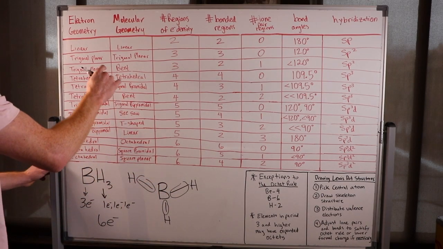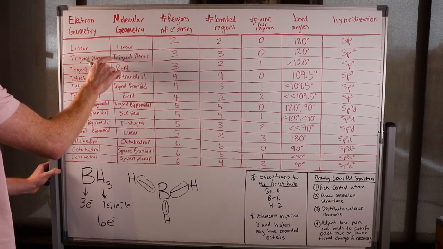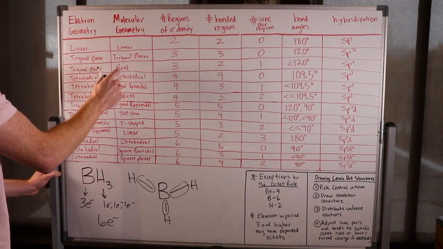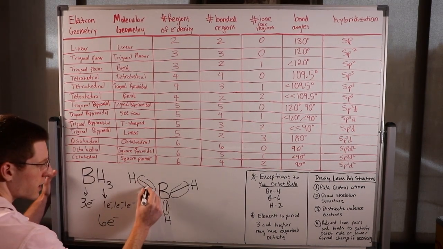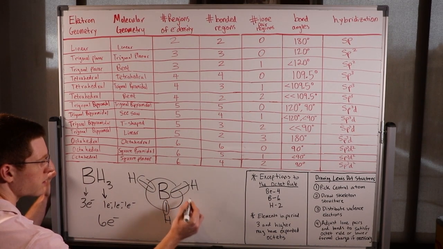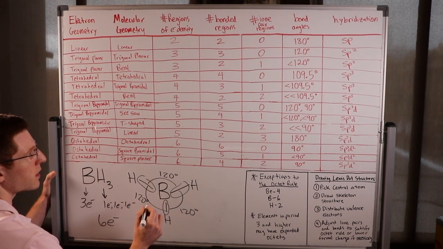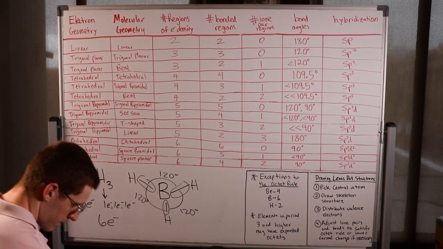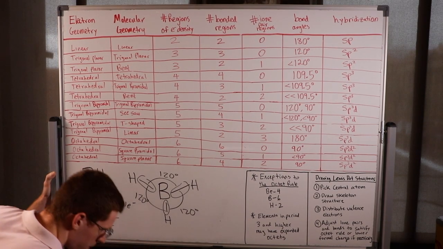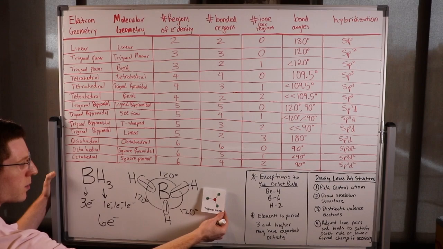So this is going to be a trigonal planar electron geometry, and its shape or its molecular geometry is going to be trigonal planar, and the angles between each bond are all going to be 120 degrees. And the hybridization on the central atom is going to be sp2. So I've got a picture of this shape right here. So I hope that one makes sense.